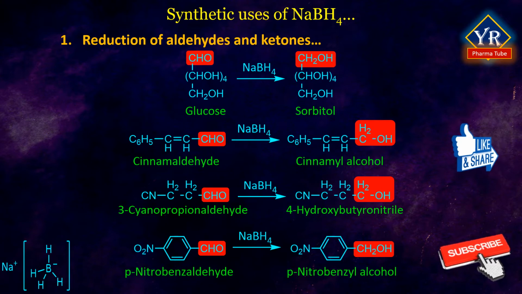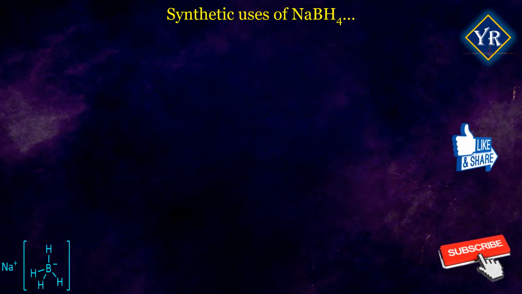In all these examples, it is to be noted that only the carbonyl group is reduced and the other functional groups viz. carboxyl, ester, amide, nitrile, nitro, etc. remain unaffected. This high selectivity of sodium borohydride makes it the preferred reagent for the reduction of carbonyl groups in selective polyfunctional molecules.